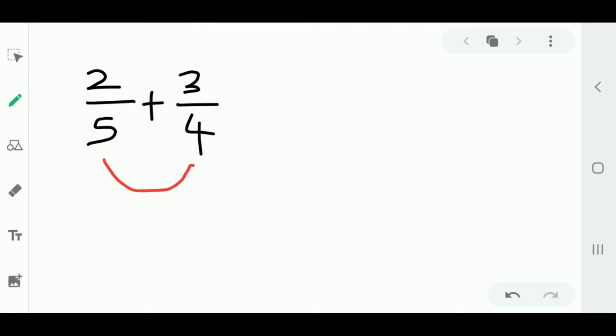Let's try another example. Let's say we have 2/5 plus 3/4. The same rule applies where we multiply the denominators. So 5 times 4 gives us 20. So that becomes our new denominator.